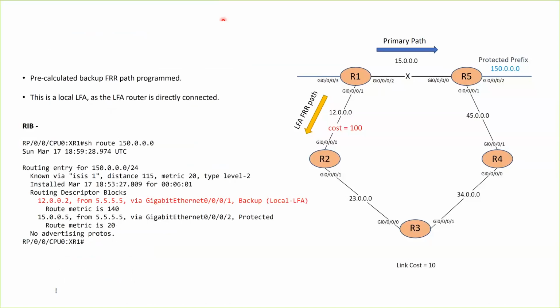Yeah, so this is the thing. If you do show route to 150, which is my destination, right? Is the pointer visible? Okay. So you see, it says Gig 0/0/0/1 is my backup, and it's via local LFA.